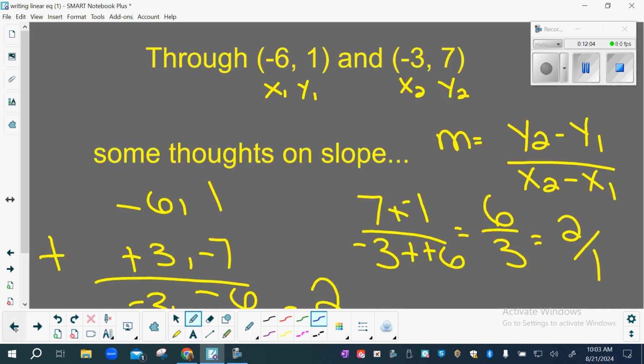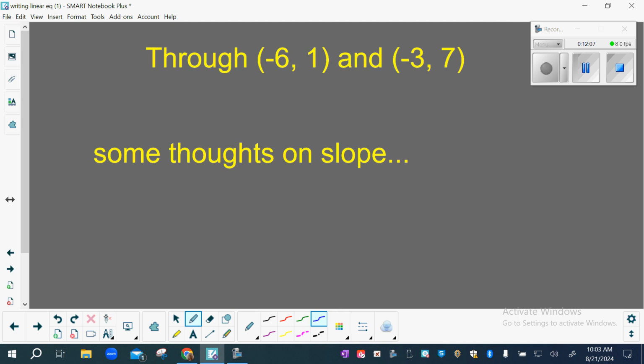So let's go back to this. Here we go. Here's what I want you to do. I want you to write the equation between those points. You need an M. You know how to find that now. And you need a B. Do you need to use both points for B? No. Use either one you want. I don't care. Use this -6 in the 1 or use the -3 in the 7. Get your slope, and then plug in one of those points to get your B, and then write your equation.